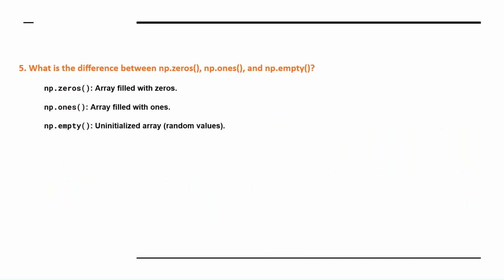How to create arrays with zeros, ones, or empty values. For arrays of 0, you can use np.zeros. For arrays of 1, you can use np.ones. For empty arrays, you can use np.empty.